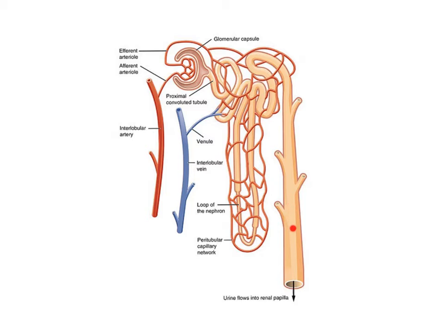This collecting duct here will join up with other collecting ducts and then empty into the renal pelvis of the kidney, and that renal pelvis will then empty out its contents, the urine, basically, into the ureter and into the bladder and out of the body. So that's the two sets of tubes that we're talking about here.